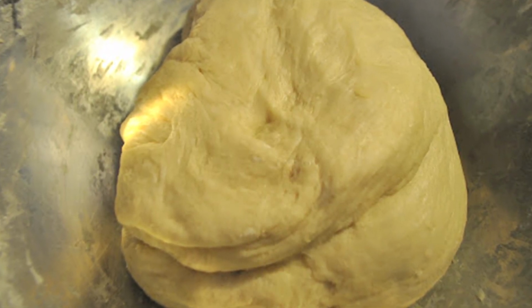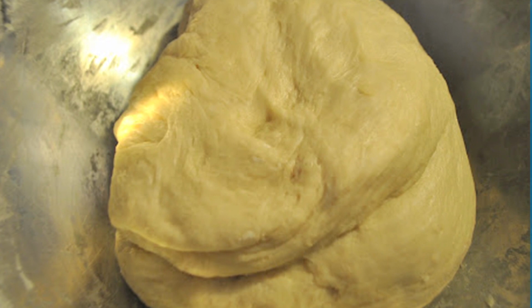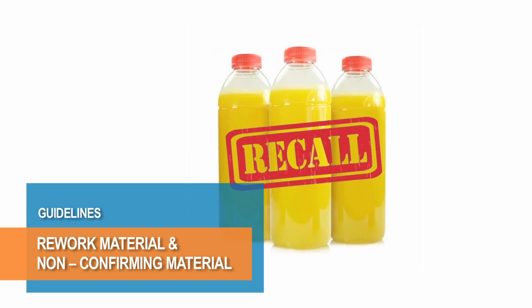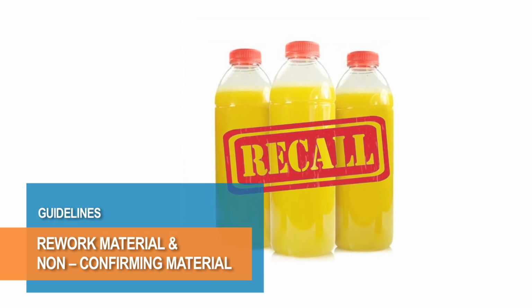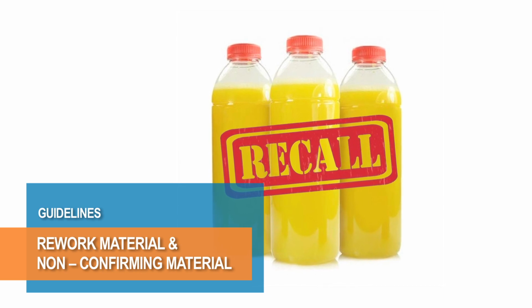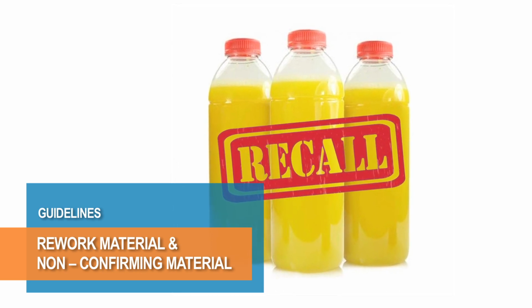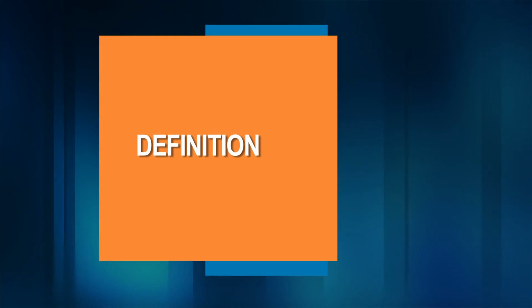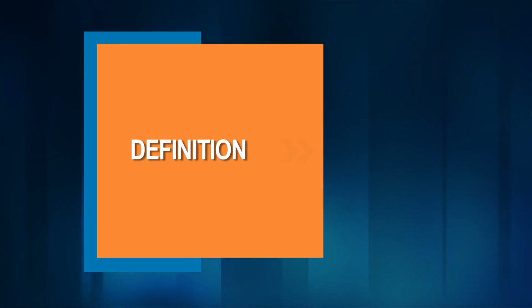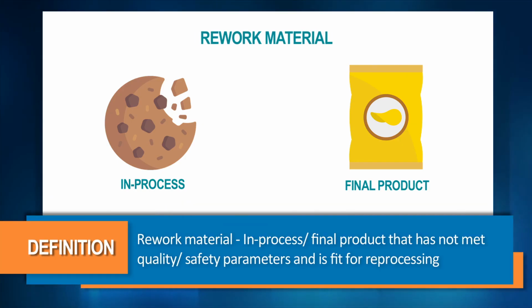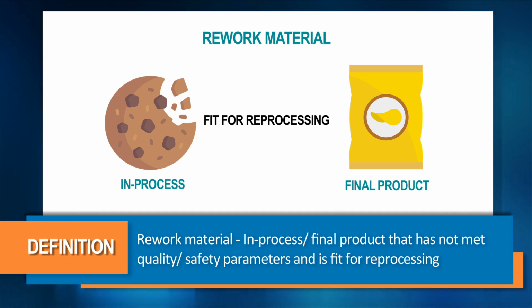In this video, we will learn about hygienic handling of rework material and non-conforming material to ensure food safety of the final products. Rework material refers to the in-process or final product that has not met the requisite quality and safety parameters and is fit for reprocessing.